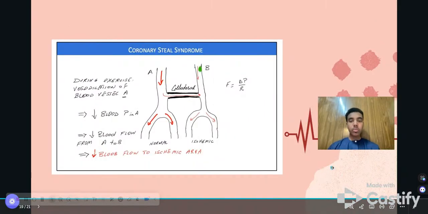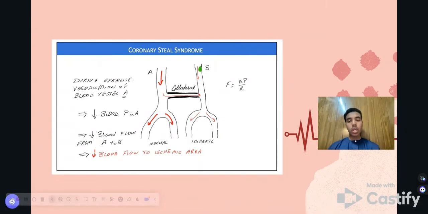Coronary steal syndrome basically happens when, as you can see here, artery B is blocked and ischemic, while A is normal. So the blood pressure in A is going to be higher than that in B. This is what a collateral is. It develops between A and B, and it helps blood flow go from A to B, to the ischemic areas, so they don't die.